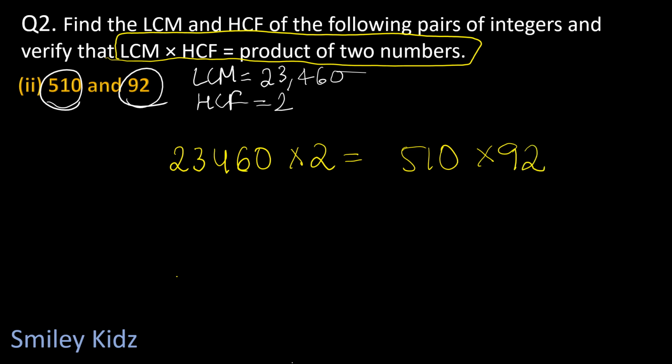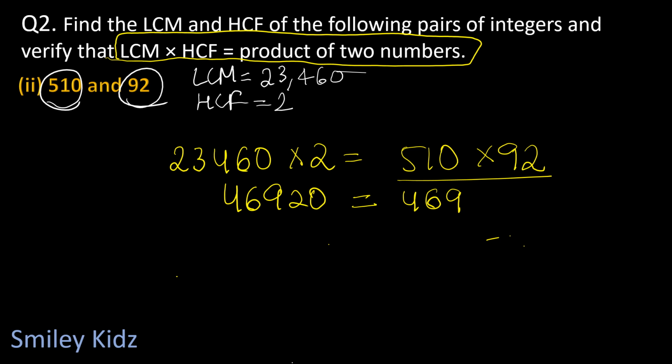Let's see if these both match. This is equal to 46920, and well, yeah, this is also equal to the same thing, 46920. Now we have successfully verified the relation that HCF times LCM is equal to product of two numbers.